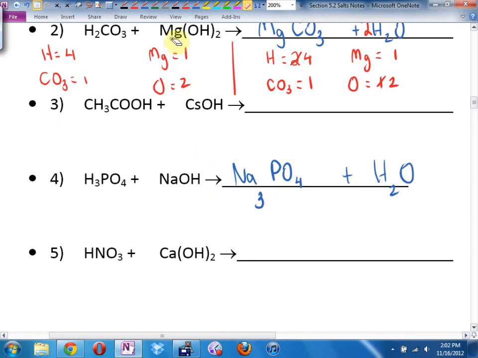Please tell me this is going to be a fairly easy one because I haven't done this one yet in my notes. We'll find out. How many H's on the left-hand side starting out? 4, right? How many H's on the right-hand side starting out? 2. Oh, I can fix that probably by putting a 2 in front. I'll keep that in mind, but probably I'm going to put a 2 right there.